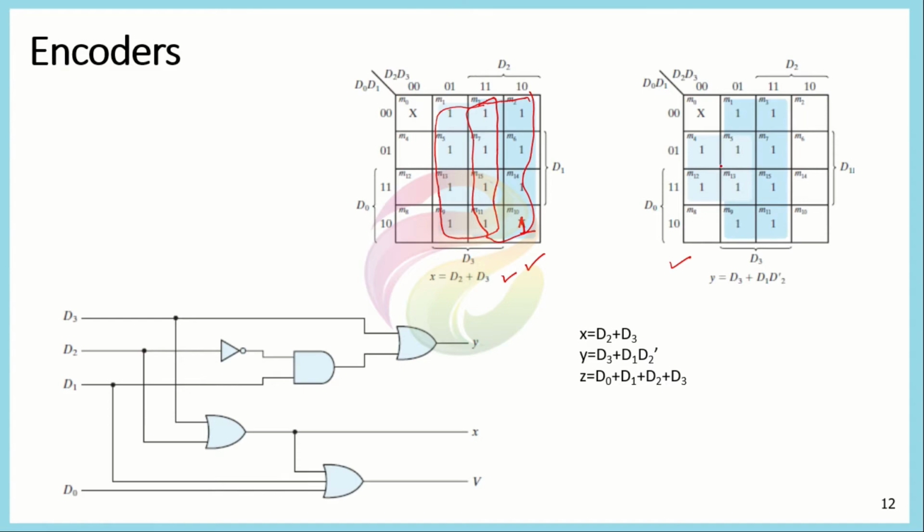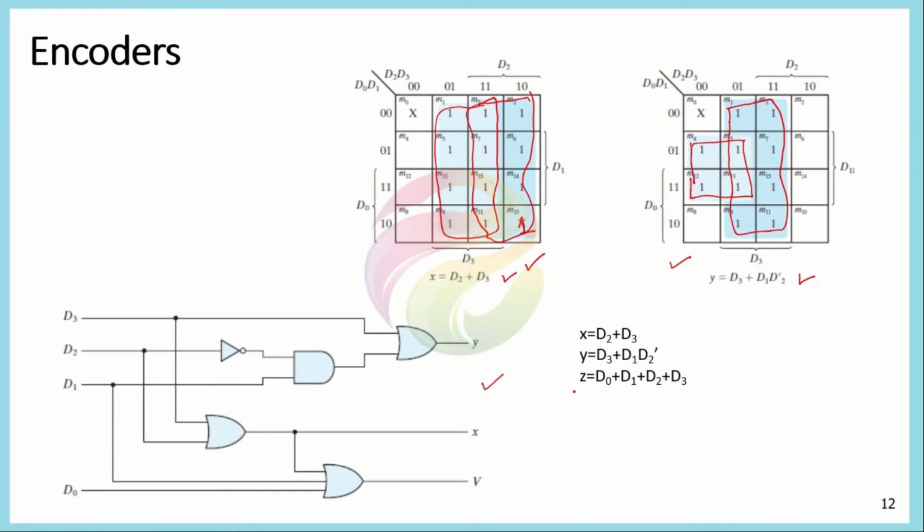Similarly, for Y we use a similar method. In this method we would have one larger square of 8 adjacent ones, and then we could also form a combination of 4 adjacent ones here, so that it would be represented by this term. So now we need to draw a circuit diagram for this X and Y. These are quite simple expressions. We can easily derive the circuit like this.